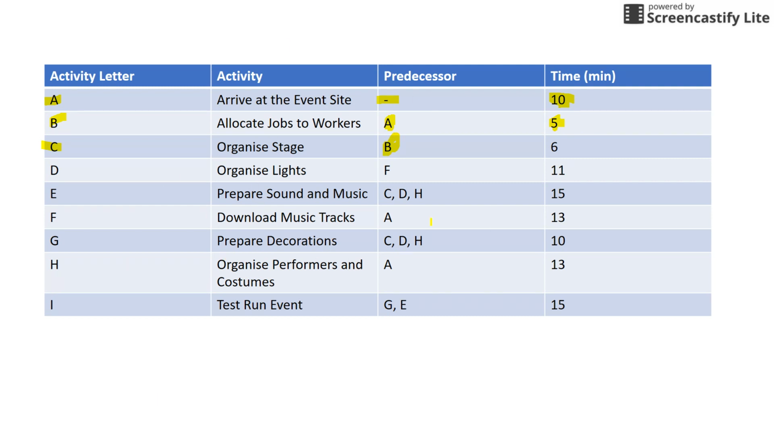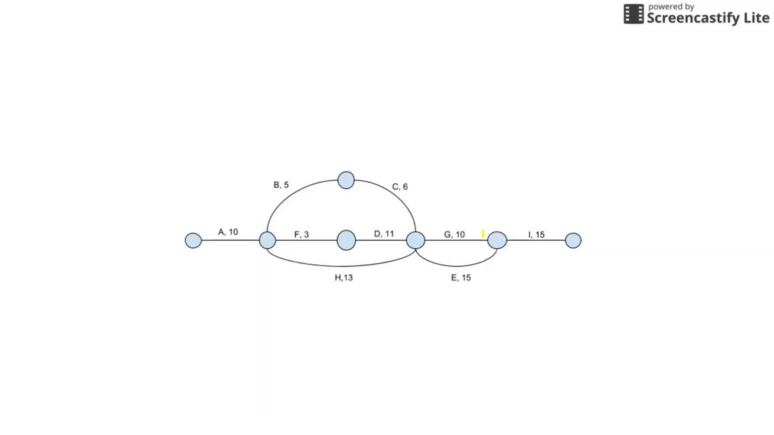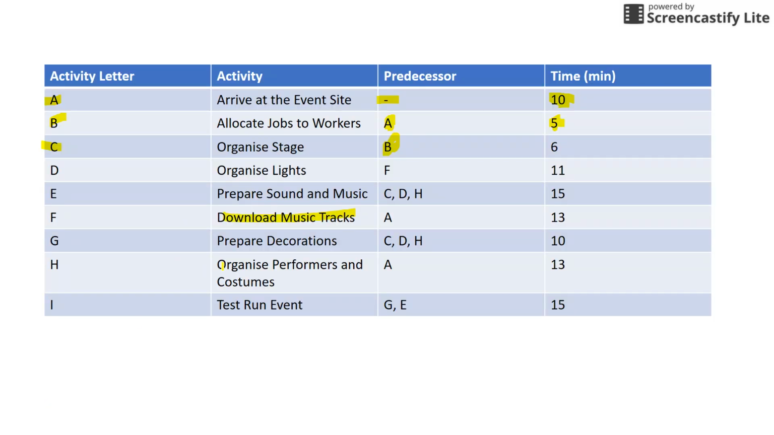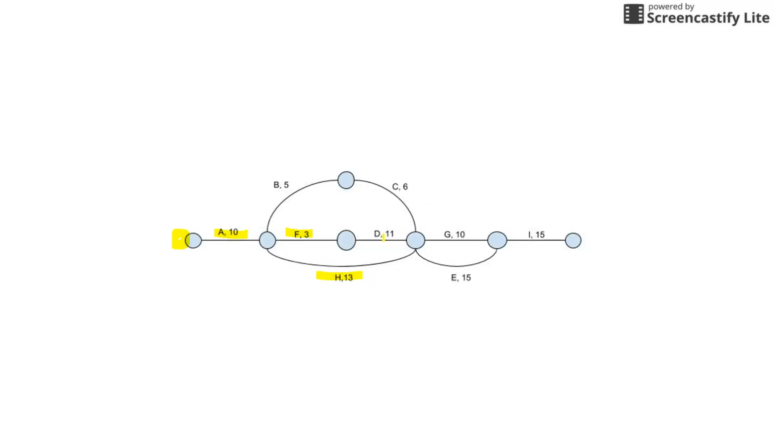So once you have organized your table, you want to have a network that looks something like this. This is a very basic one for this table right here. You have A, which is arrive at the job site. Nothing needs to have occurred before it. It's just one line, which leads to B, which is allocating jobs, then F and H, which are download the music track and organize performance and costumes, and this can be happening at the same time as this is occurring. Then 3 minutes, 13 minutes, and so on. So it goes on: C, D, G, I, E, and it just continues along.